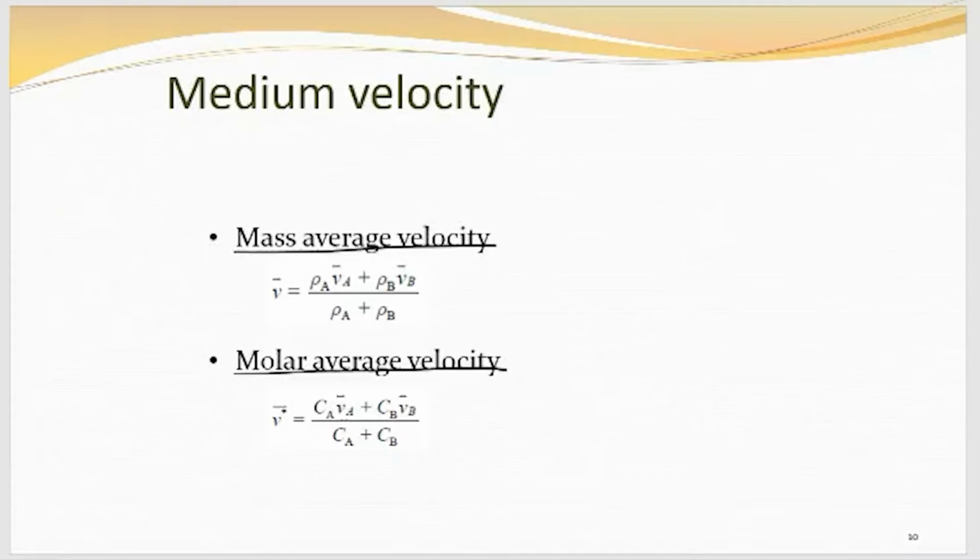For the mass average velocity we have v, only v, and for the molar average velocity we have v with a star. To calculate the molar average velocity, you multiply the molar concentration of A with the velocity of A, plus the molar concentration of B times the velocity of B, divided by the total concentration. The same goes for the mass average velocity.